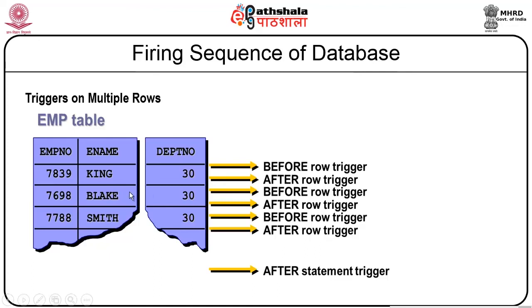Likewise, for every record within the database relation or table, there can be many instances of before and after row triggers. For this relation, I have 3 records. For 3 records, I have totally 6 row triggers: one before and one after for every record. So for 3 records, I have totally 6 row level triggers.